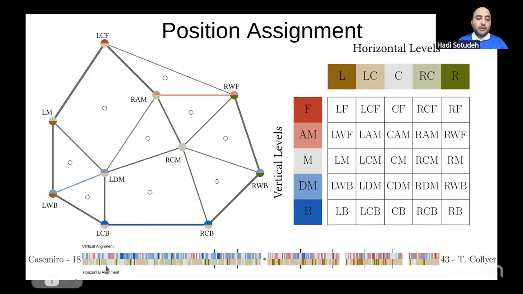But when it comes to the horizontal level, we can see that he has a lot of light green color, and that translates to the right center channel. So maybe right defensive midfielder, right central midfielder, and right attacking midfielder. These are the three main, let's say, zones or positions that he's operating from.